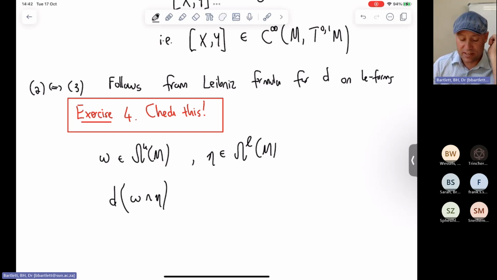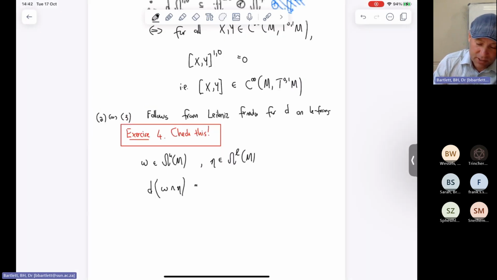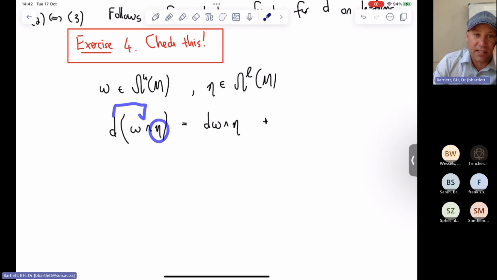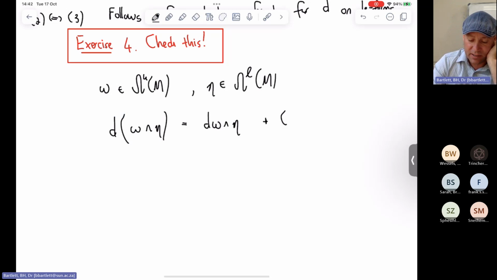What happens when I differentiate that? If you go back and look at the definition of how the exterior derivative works, it's going to be the same as first applying D to the first form and then wedging it with the second, plus, heuristically, this D is going to hop over the omega and act on the eta. And omega is a K form, so I have to hop over K sort of things. So I'm going to pick up K minus signs. So then I'm going to go omega wedge d eta. That's the Leibniz formula.